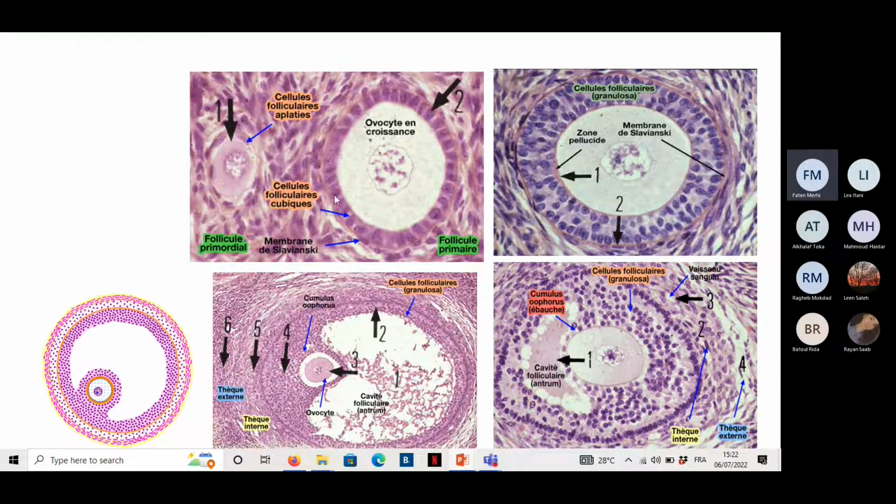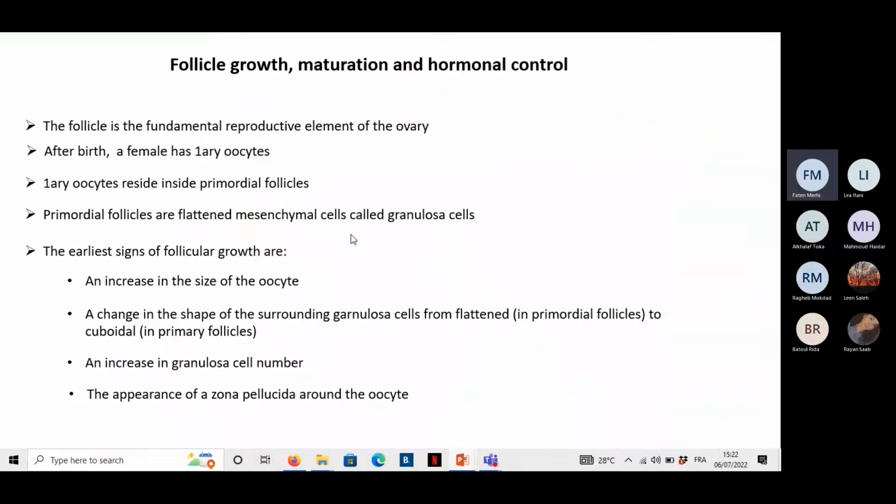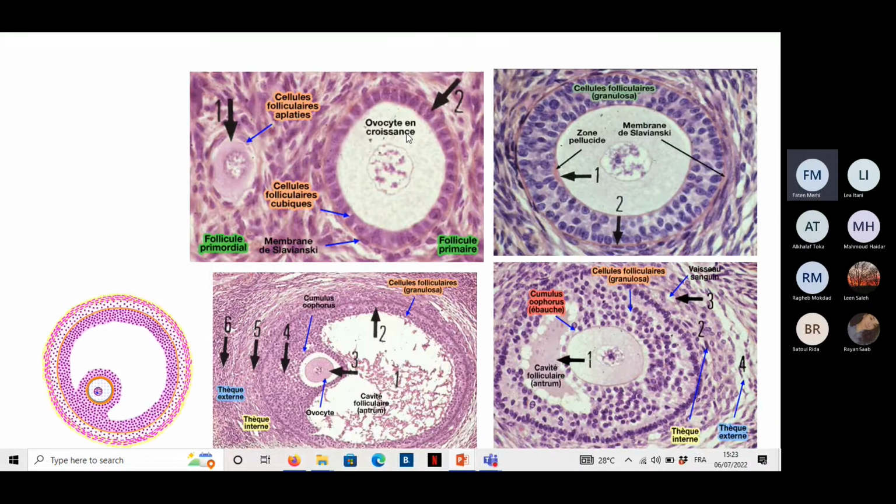So the ovarian follicle is the fundamental reproductive element of the ovary. The most immature follicle is the primordial follicle. What we call the primordial follicle is the oocyte surrounded by flattened follicular cells.